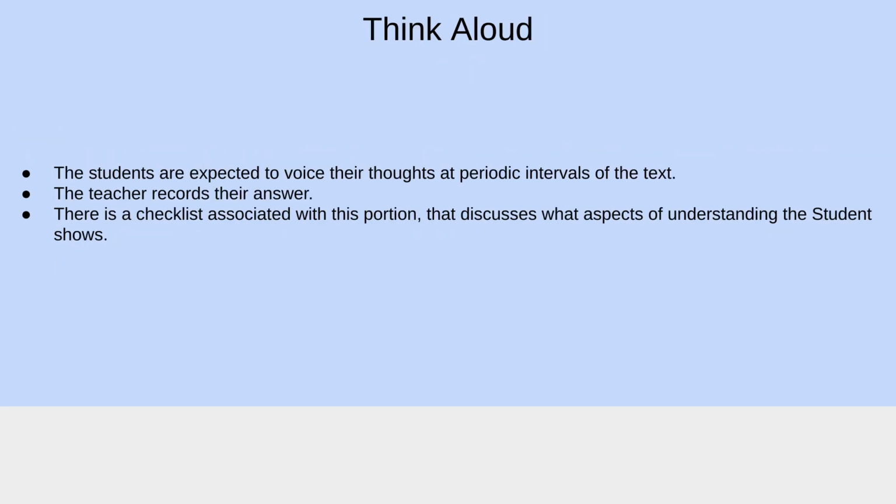And then after the miscue analysis, meaning that the child has read the passage at least one time, we can do an active think aloud. In the think aloud, the students are expected to voice their thoughts at periodic intervals of the text. The teacher would record their answer, and at the end there's a checklist associated with this portion of the assessment that discusses what aspects of understanding the student shows.